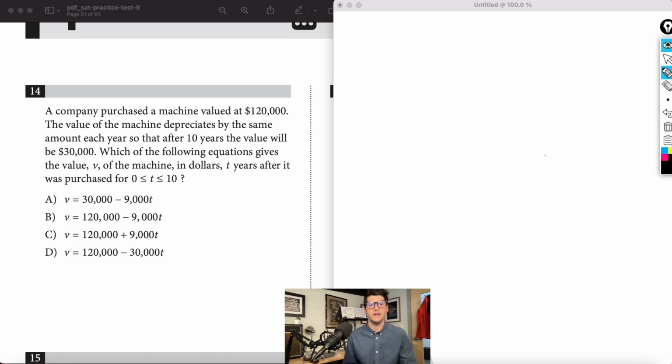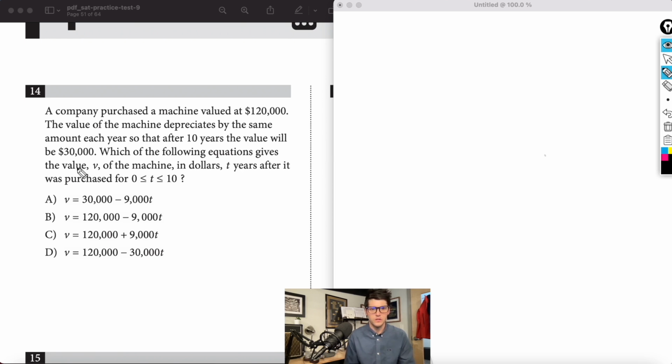Number 14 on test 9. So a big old word problem. I'm seeing this 120 come up 3 times, obviously the 30 coming up a couple times. All the components are coming up multiple times here. Go to the last sentence first.